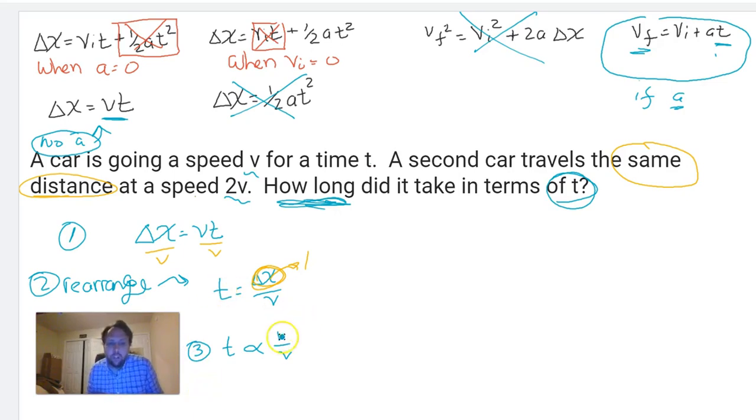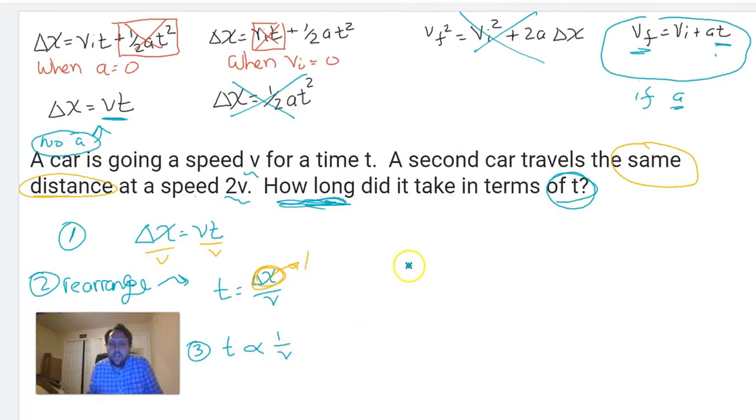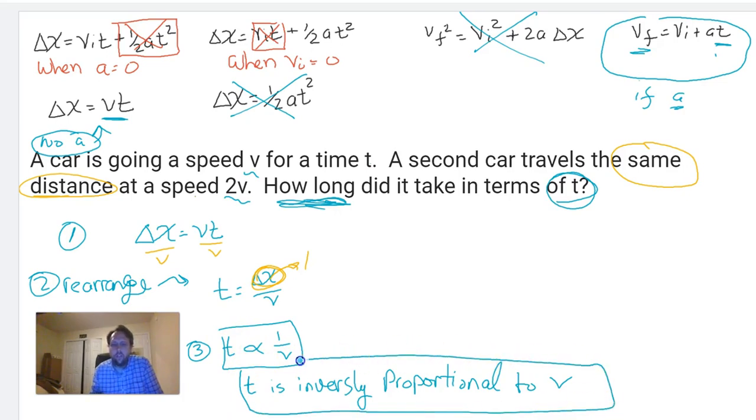Now we have to identify which one of those that is. Do you remember? Let's go back. What does that look like? That looks like 1 divided by, that's inverse. So we identify our relationship as, we write it this way, T is inversely proportional to V. T is inversely proportional to V is the same thing. These are equivalent statements: when I write T, that symbol, 1 over V, and I write out the words T is inversely proportional to V, they mean the exact same thing.